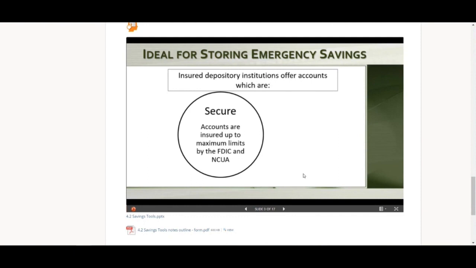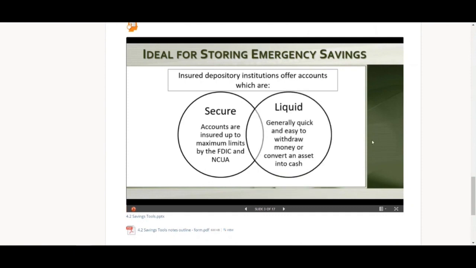And we've talked about deposit insurance before. FDIC, NCUA, those are government agencies, government institutions that insure deposits up to $250,000 per account per account holder. Okay, so we've talked about that. All 4 of these types of accounts are secure in that they're insured up to 250,000. All right, but they all give us some level of liquidity.